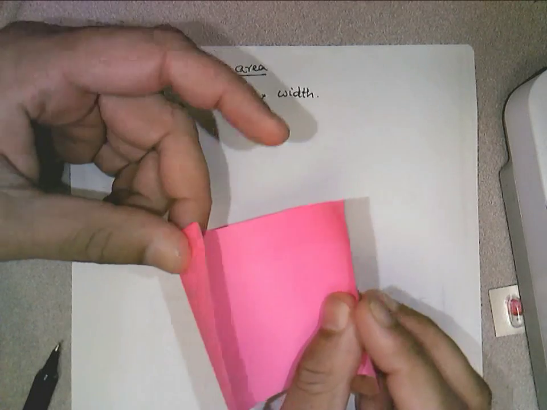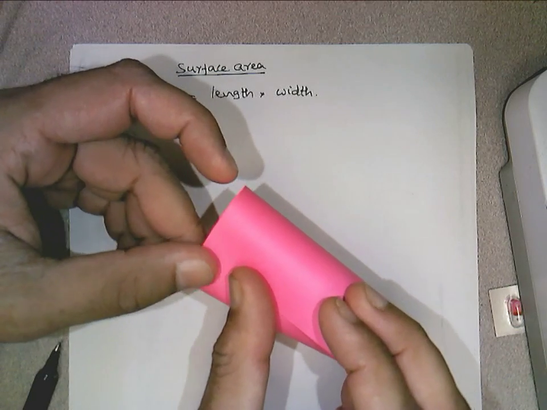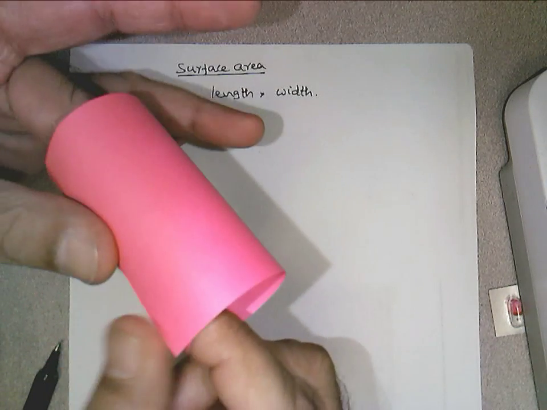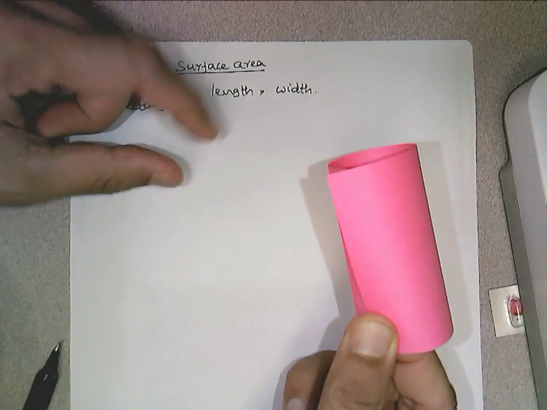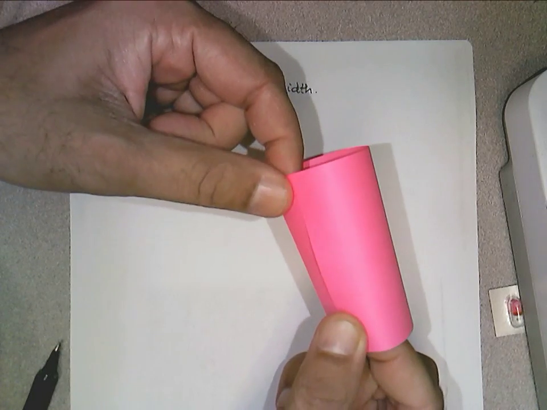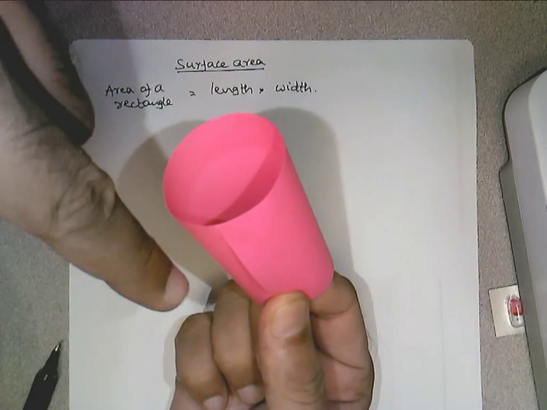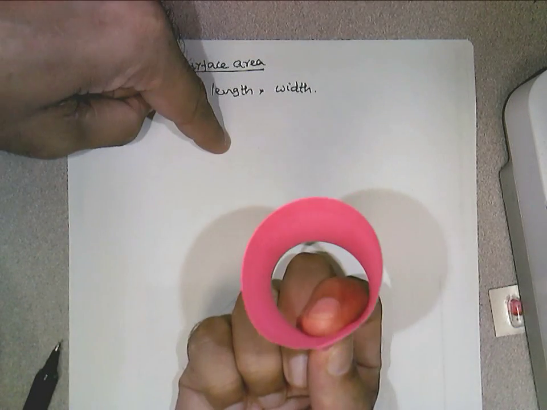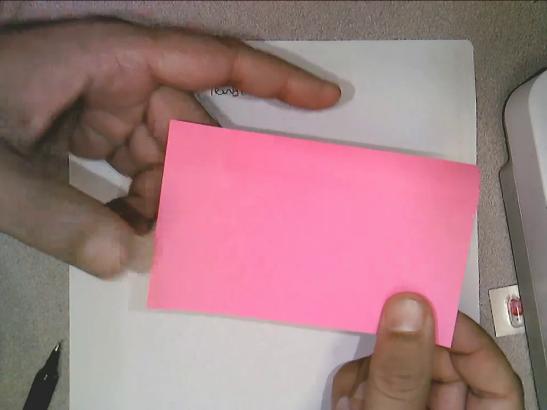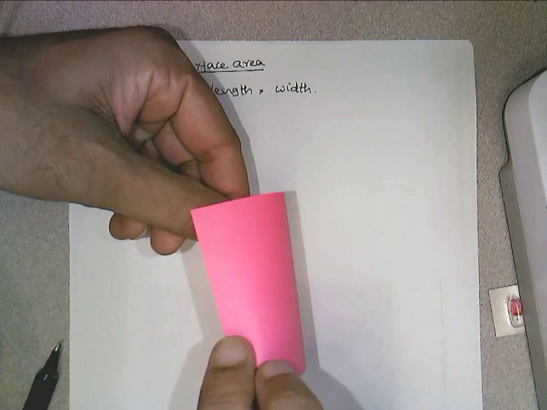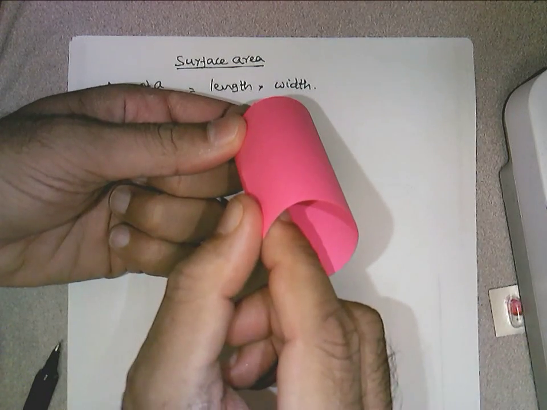Now I'm rolling this one, and you can see that it's in the form of a cylinder. So can I say that this cylinder is the curved surface area of the cylinder? Is that equal to area of the rectangle or not? I repeat, area of rectangle is equal to curved surface area of the cylinder.